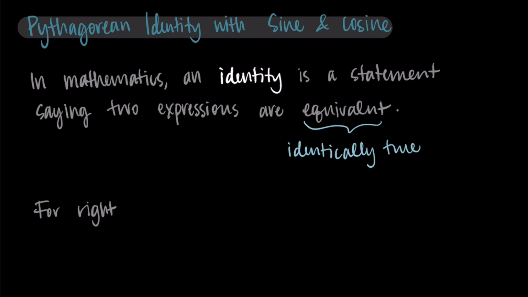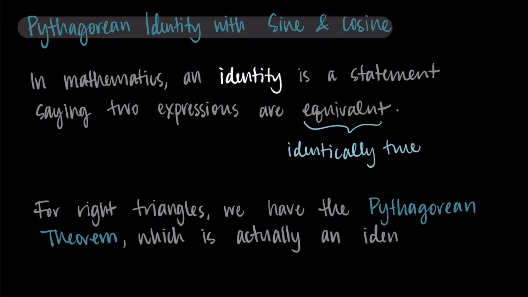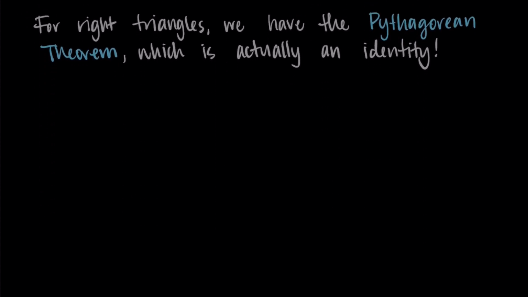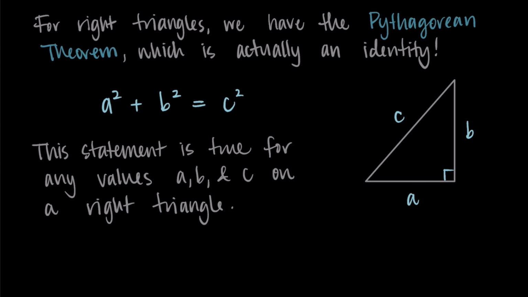There's an identity that you've probably seen before, and it's specific to right triangles. With right triangles, we have the Pythagorean Theorem, which is actually an identity. We call it a theorem because it's kind of a big deal in math, and big deals in math often get called theorems, but it's really an identity. Given a right triangle with side lengths a, b, and c, where c is the hypotenuse, we have that a squared plus b squared equals c squared, and this is the Pythagorean theorem. This says that for any values a, b, and c on a right triangle, this statement is true. a squared plus b squared is going to give us the same value as c squared. They're equivalent.